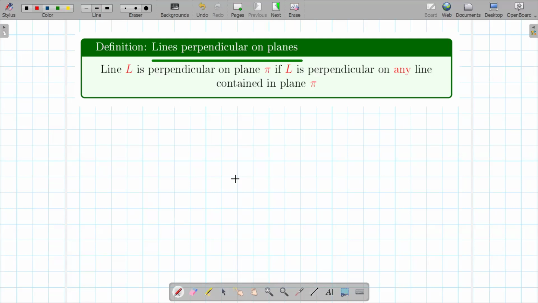In today's class, we are going to discuss a very important topic in 3D geometry, namely lines perpendicular on planes. All right, so let's see, what's the definition of a line being perpendicular on a plane? A line L is perpendicular on plane pi if L is perpendicular on any line contained in plane pi.